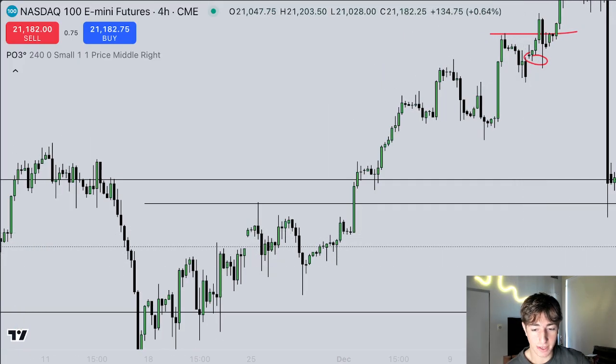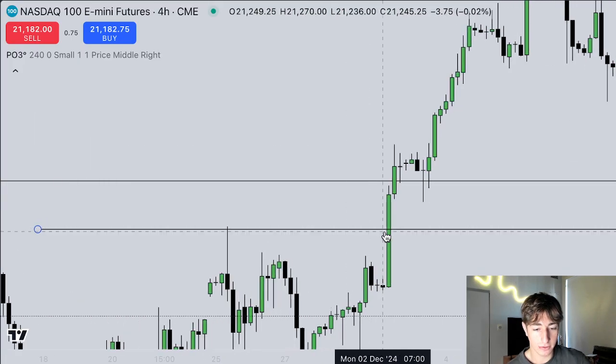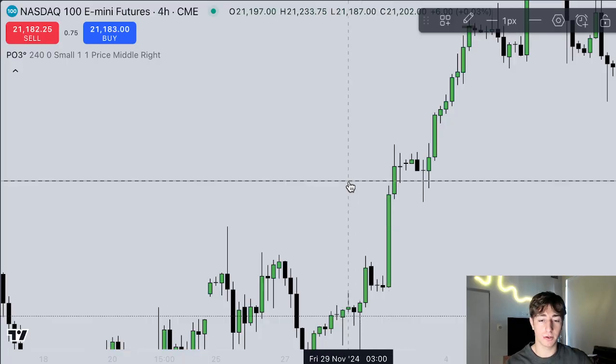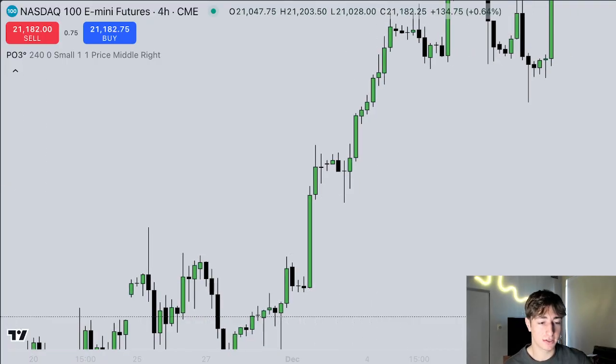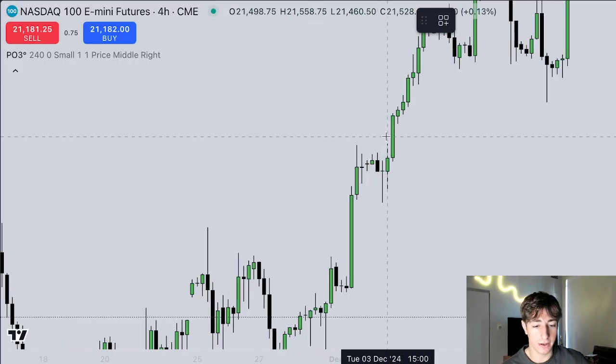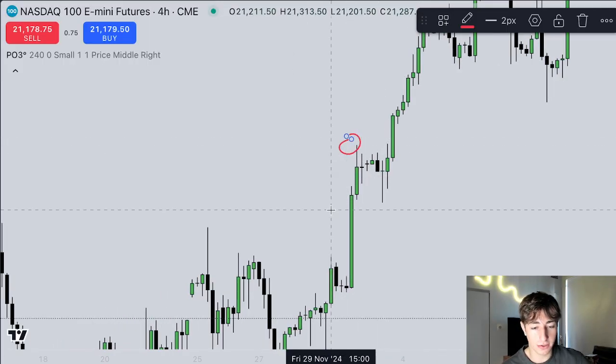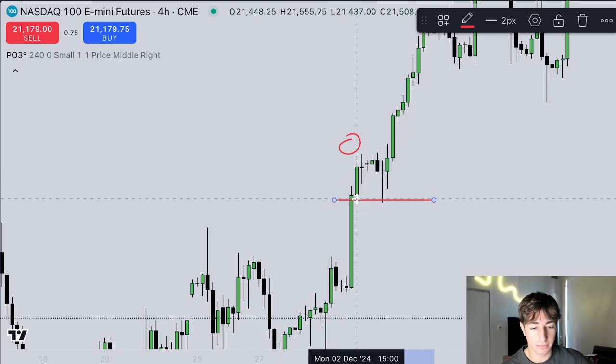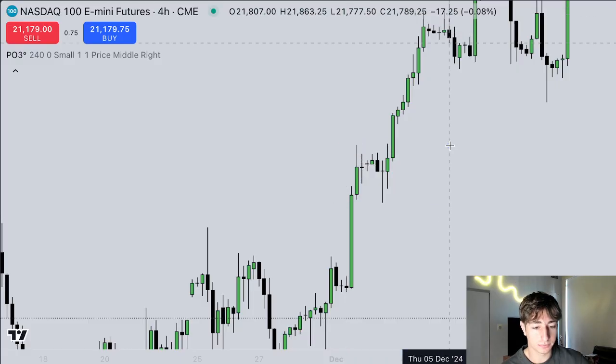But again, same thing right here, internal to external. And this is how market maker models tie into PO3s, okay? It's really just all ERL to IRL, IRL to ERL, okay? So boom, we form an external high up here. We target internal liquidity. What happens after that? We go back and target that external.